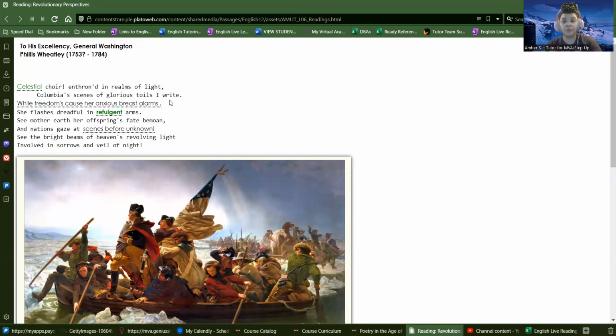Basically, they're alert, they're aware that there's a problem and they're trying to deal with it. And she's describing the issues that are happening in the country as though they're happening to this goddess. So it says, "she flashes dreadful in refulgent arms." Now, if you mouse over refulgent, it says radiant, shining in quality or state. So she flashes dreadful in refulgent arms.